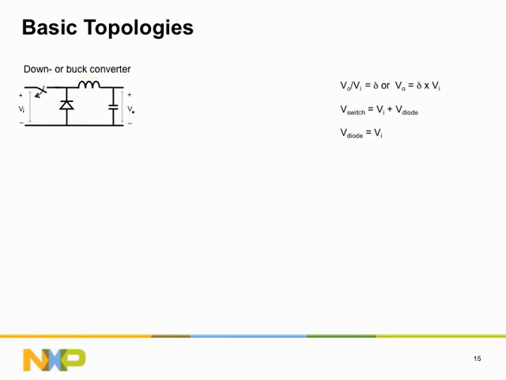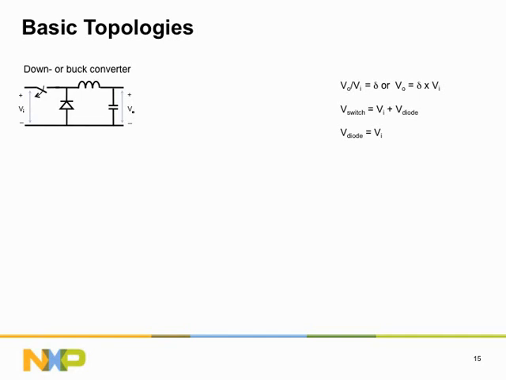The relation between the input voltage VI and the output voltage VO is given in the first equation. The output voltage is equal to the duty ratio, delta, times the input voltage. As delta is always a value between 0 and 1, the output voltage will always be lower than the input voltage. And that is why this converter topology is called a step-down or buck converter.